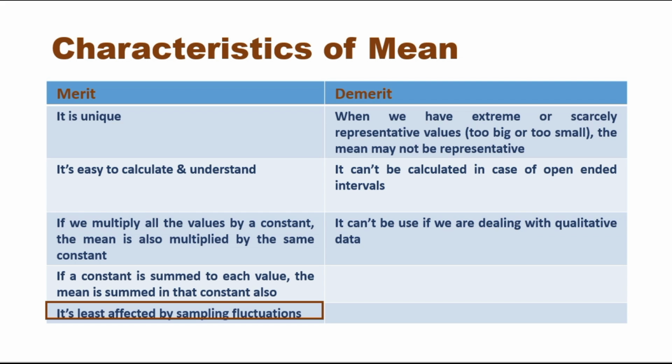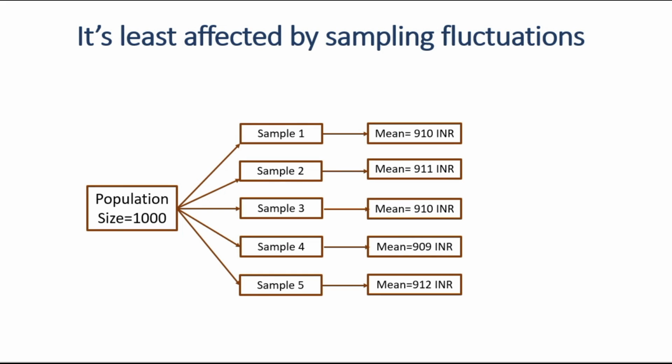It is least affected by sampling fluctuations. So suppose from a bigger population we take multiple samples, and every time because our sample is different, we will get a different mean. But if we are calculating the mean, then there will be very little variation in the mean values we get from different samples. So this is what we mean by it is least affected by sampling fluctuations.